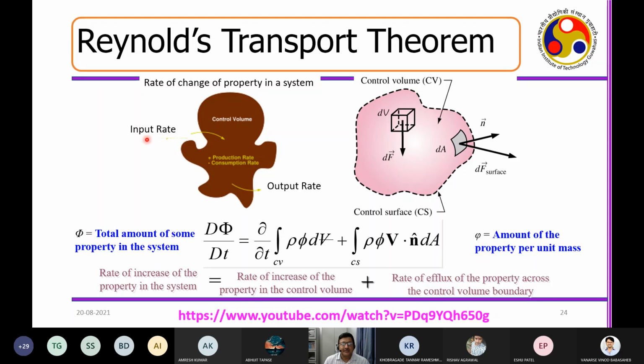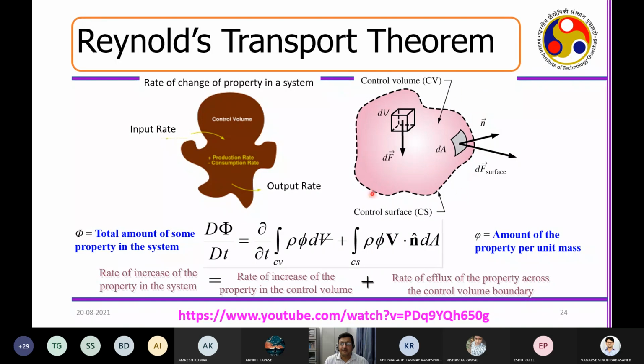And what is the balance principle? So what is the change of any property in this system? Rate of increase of the property in the system is equal to the rate of increase in the property of the control volume itself, which is a volumetric property, and the rate of efflux of the property across the control volume boundary.